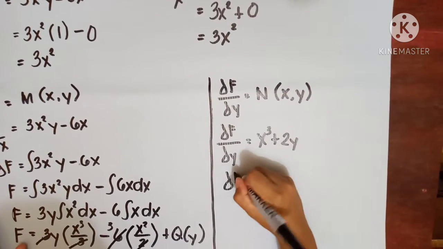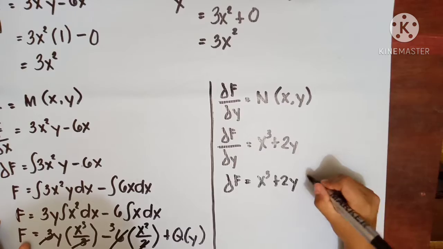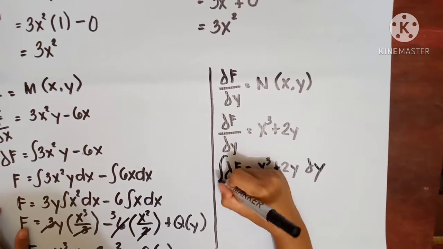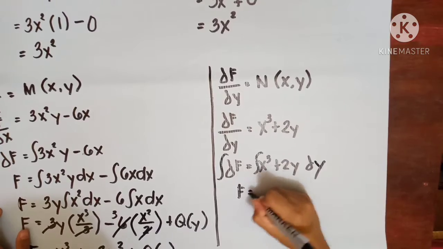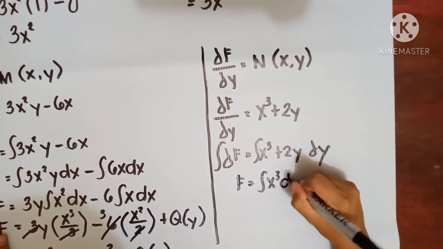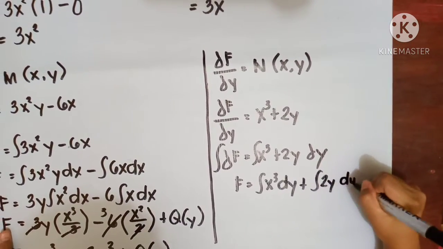We will then cross multiply. Partial derivative of f is equal to x cubed plus 2y partial derivative of y, or simply dy. We will then integrate, so we become f. We will distribute the integral sign here. Integration of x cubed dy plus integration of 2y dy.